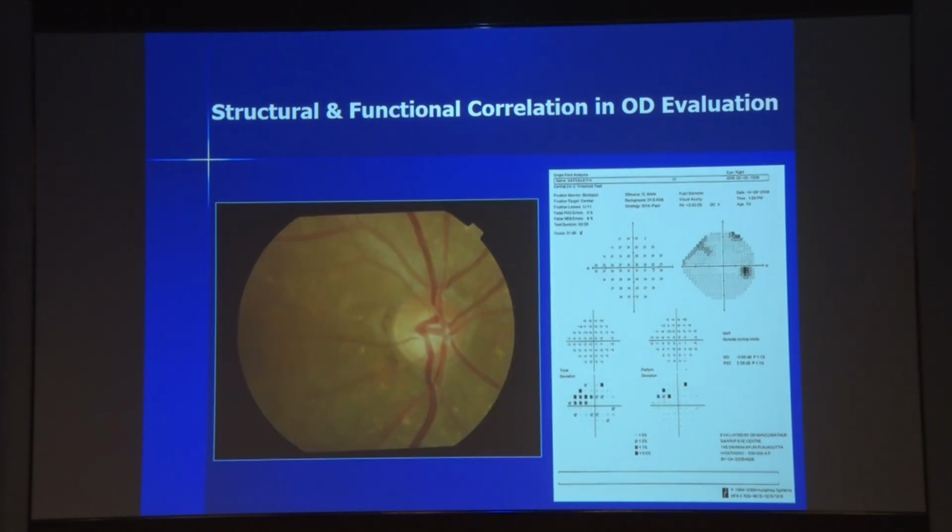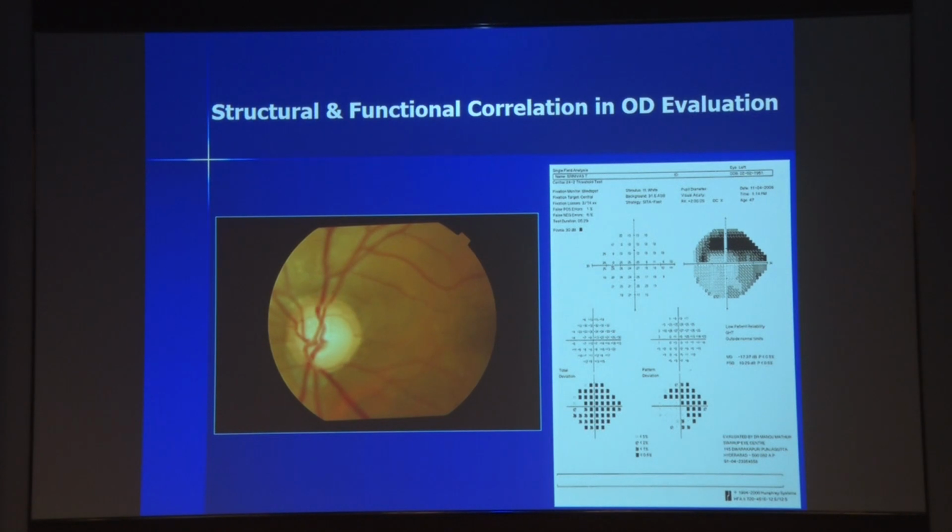Now, if you see here, this is a normal size disc. If you see here, there is a notch here. The inferior neuroretinal rim is thinner than the superior neuroretinal rim, and because of this notch, there is an early focal glaucomatous defect in the visual field, the superior nasal step. This is the way you must see.